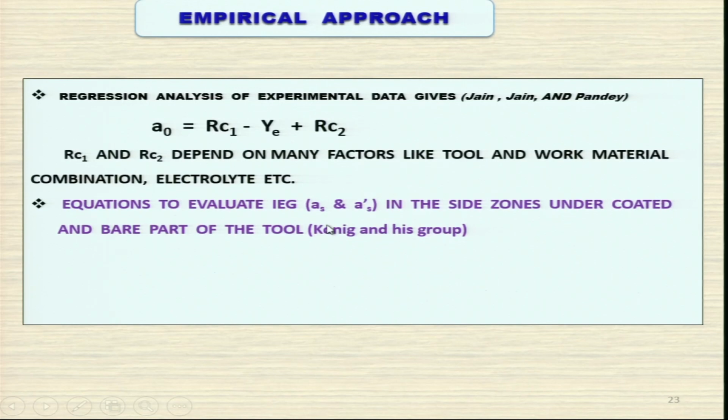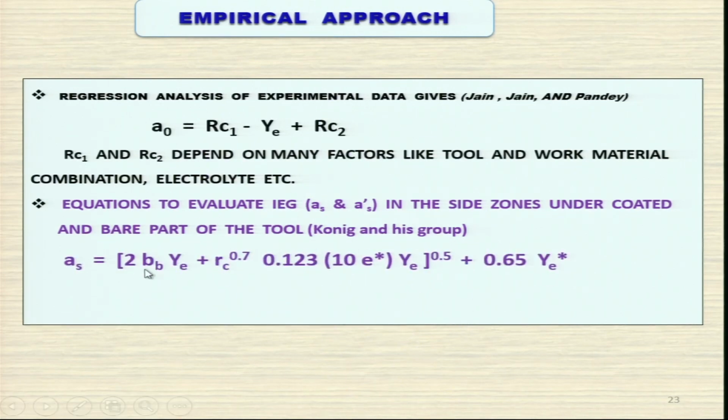Equations to evaluate the interelectrode gap AS and AS dash in the side zones, under coated and bare part of the tool. Koenig and Paul and his group have proposed this equation. AS is 2 BB by E plus RC raised to power 0.7, multiplied by this constant into 10 E star into by E plus 0.65 by E, raised to power 0.5. And AS1, the other part given over here, is equal to 2 BB into by E plus A0 square, raised to power 0.5, that is under root. So, you can see different equations are there based on experimental results.